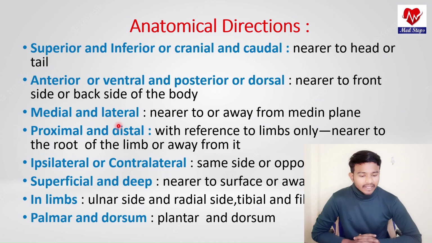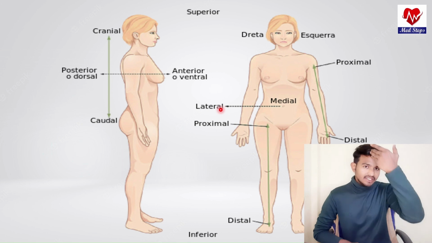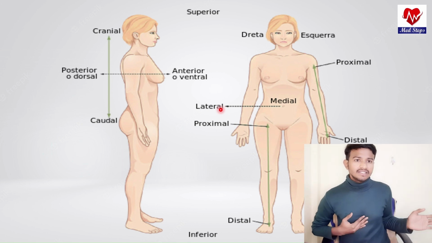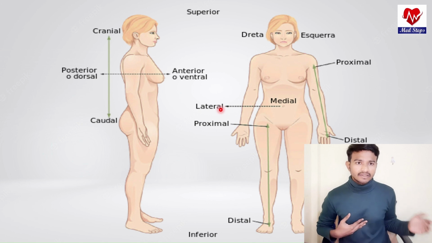Next, medial and lateral, nearer to or away from the median plane. If you see this picture, if I cut at the midline, you can observe this is the umbilical part. You can observe this is the medial part. If away from the medial part, we call it the lateral part. That means this is medial part and this is lateral part.